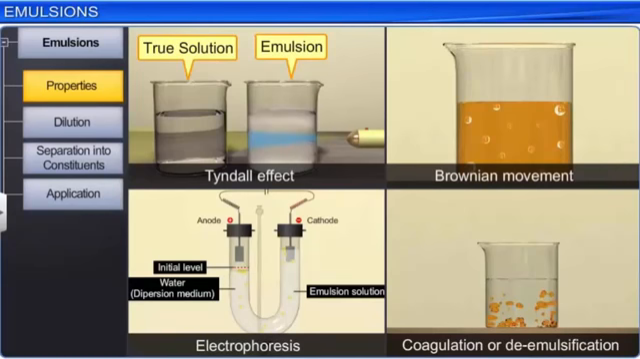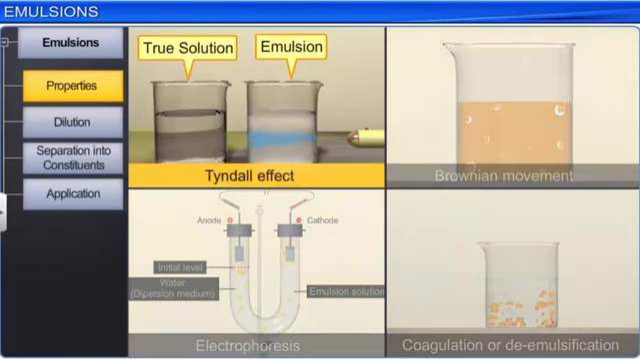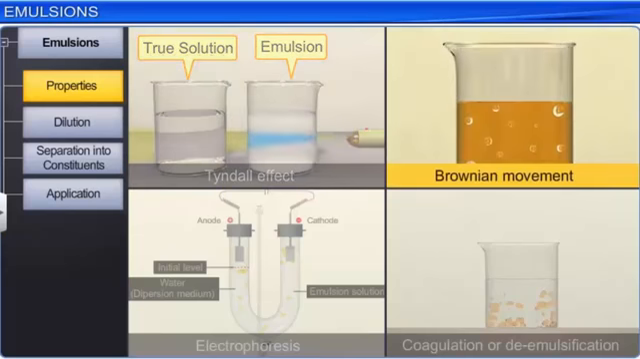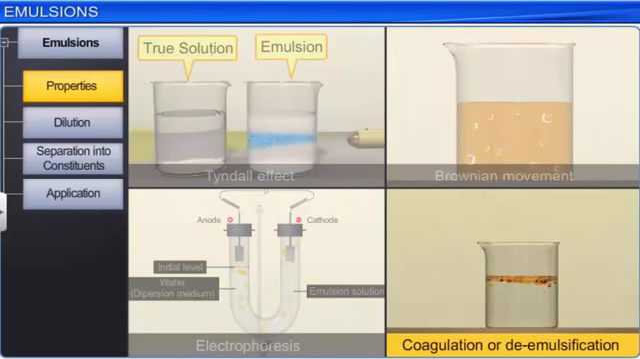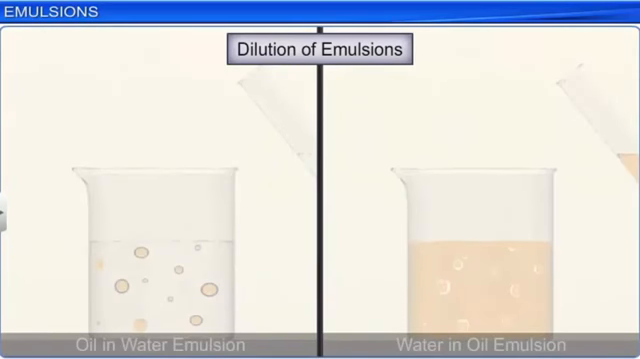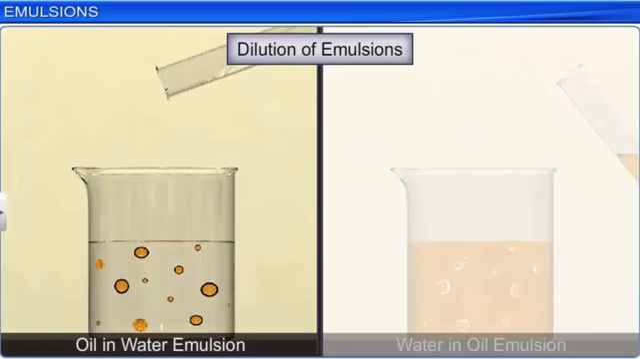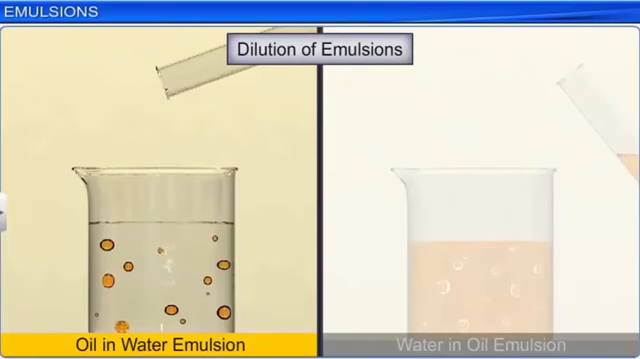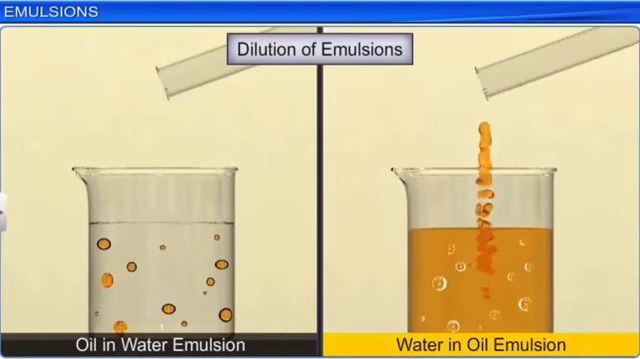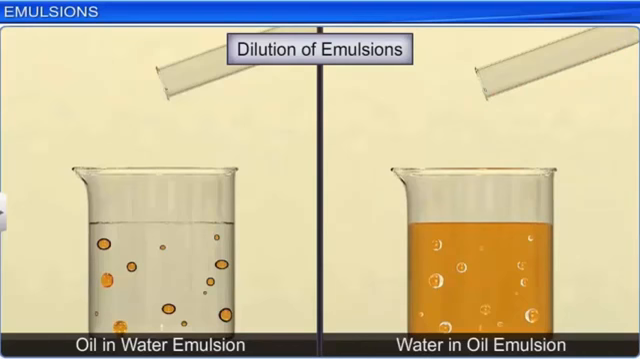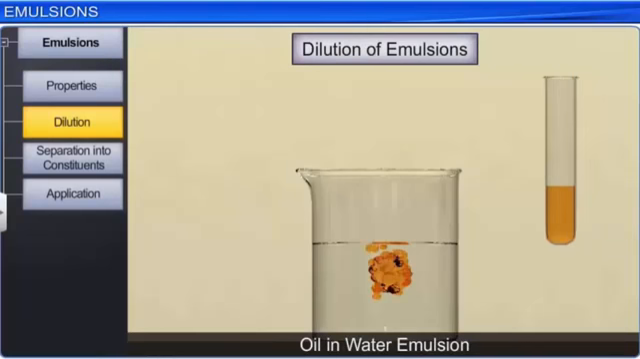Emulsions exhibit properties similar to colloids, like the Tyndall effect, the Brownian movement, electrophoresis, coagulation or de-emulsification on the addition of electrolytes, and so on. Emulsions can be diluted by adding any amount of the dispersion medium, that is, water for oil in water type emulsion and oil for water in oil type of emulsion. On the other hand, if the dispersed phase is added to an emulsion, it forms a separate layer.